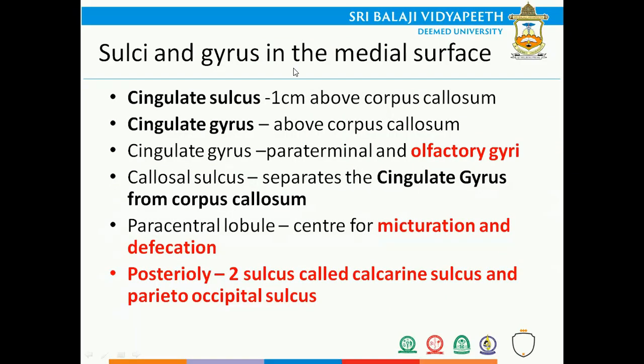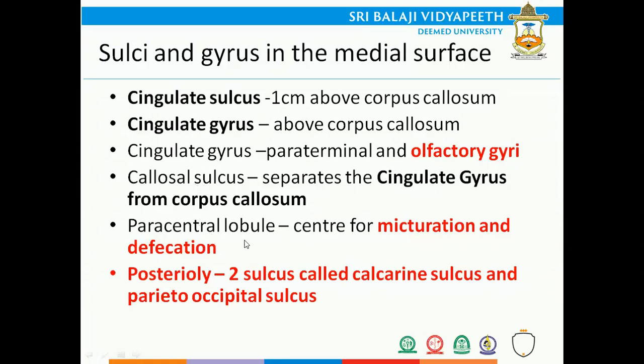So the sulci and gyri on the medial surface: what we see first is the cingulate sulcus, which is seen above the corpus callosum, exactly 1 centimeter above it. The cingulate gyrus is the gyrus seen above the corpus callosum. The paraterminal and olfactory gyri are also seen near the corpus callosum. The callosal sulcus separates the cingulate gyrus from the corpus callosum.